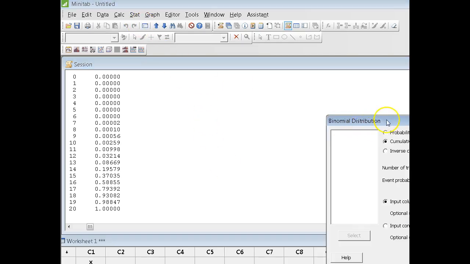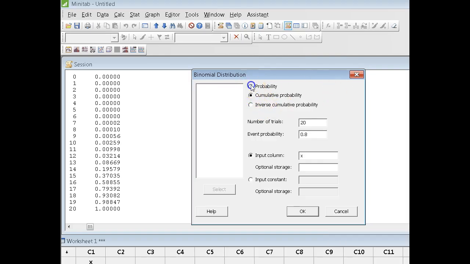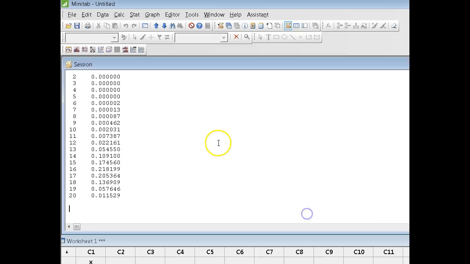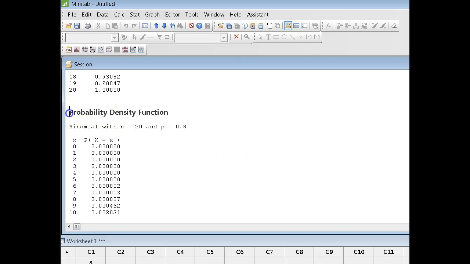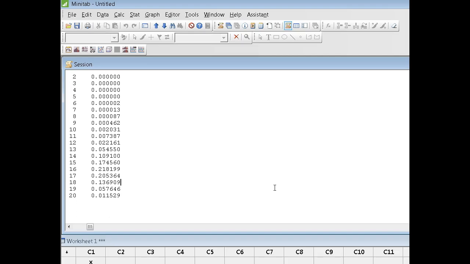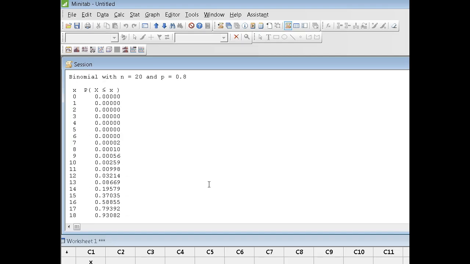Now I could do a similar thing, but rather than using cumulative probability, I could look for the individual probabilities of all these numbers. They're all in column C1, which I've called X. Click OK, and this time I get the probability density function. These are all probabilities that X is precisely equal to each of these values. Notice how they do not sum to 1, because these are probabilities for individual values of X, whereas if I scroll up, these are all probabilities of a number and all the numbers less than it.